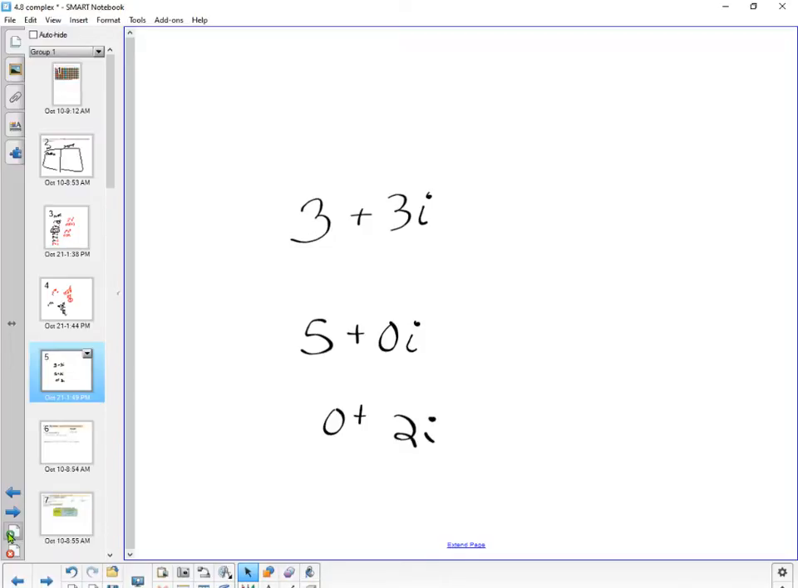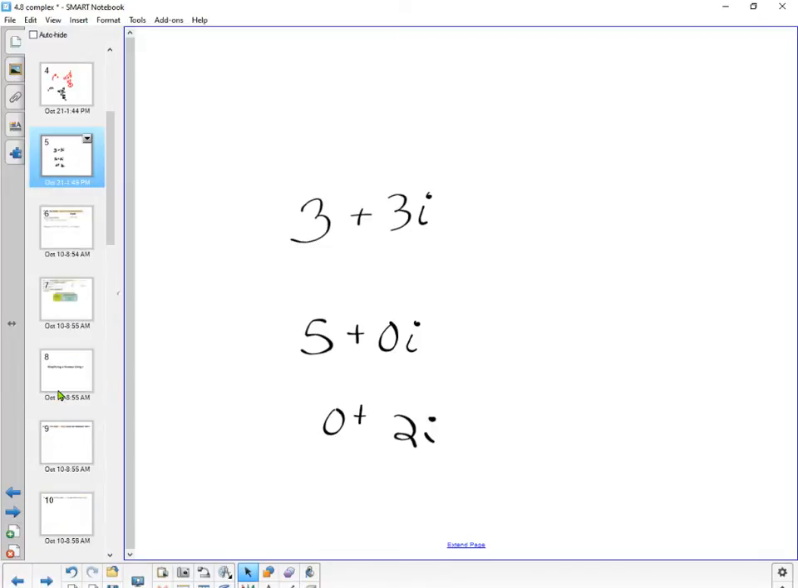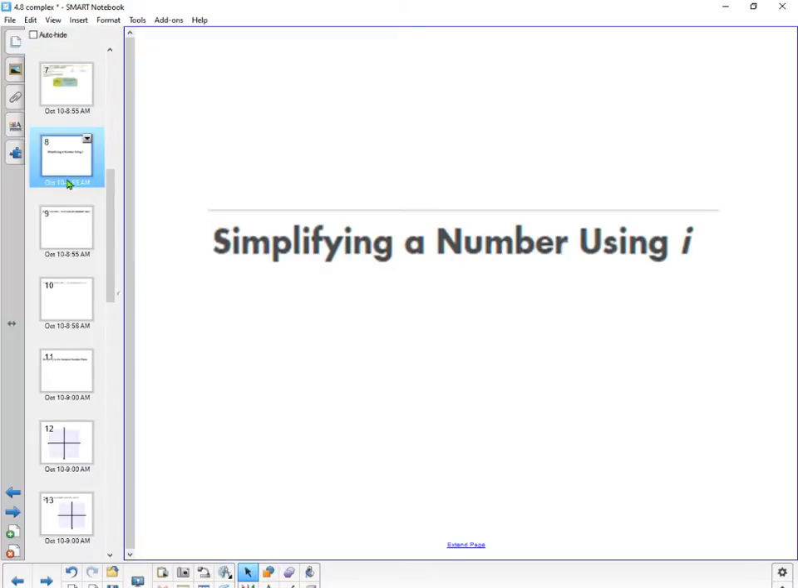But now I have a position for the real part and I have a position for the imaginary parts. Does that make sense? See? Yes. Let's see here. What else we got to do?